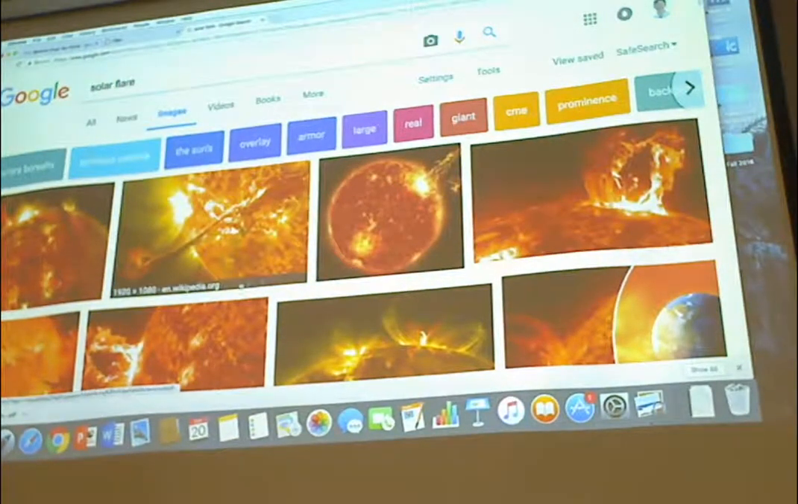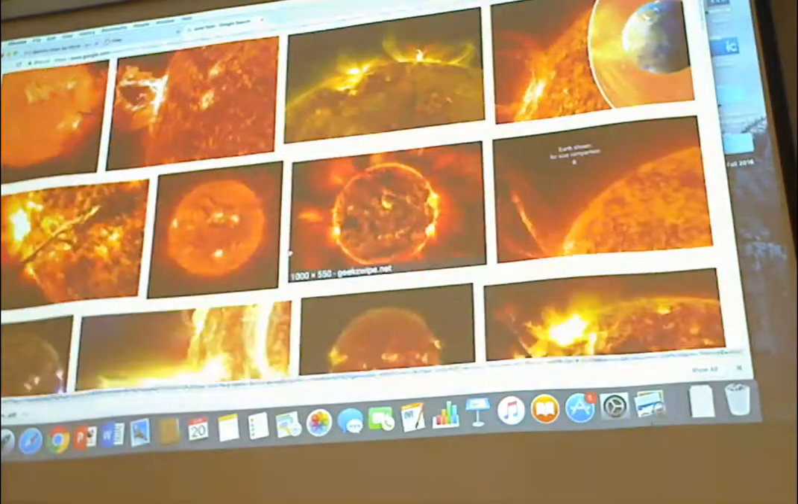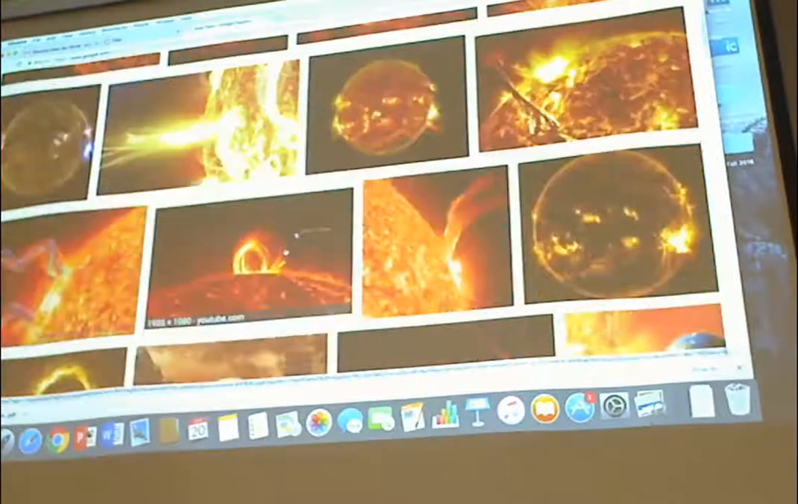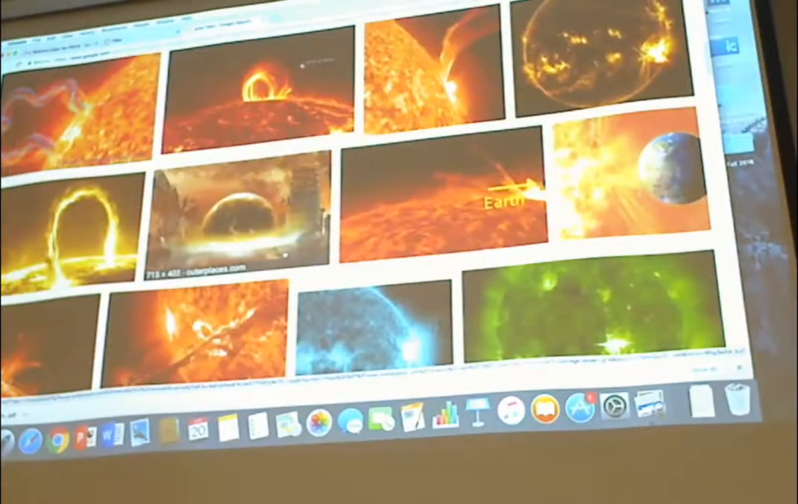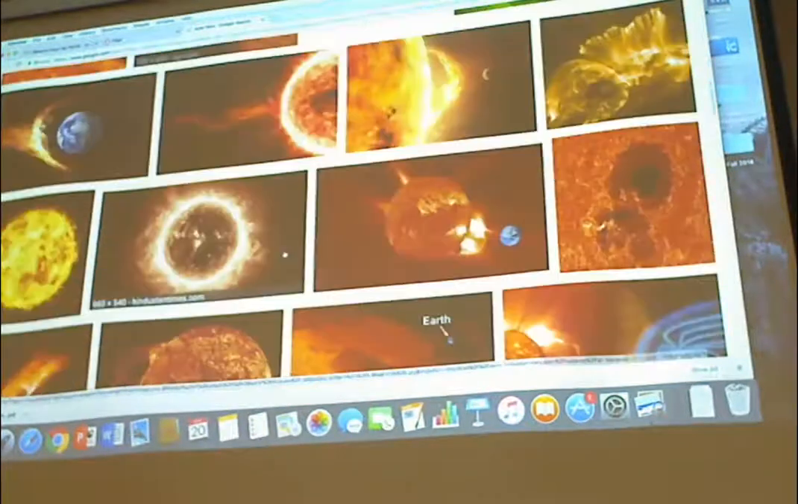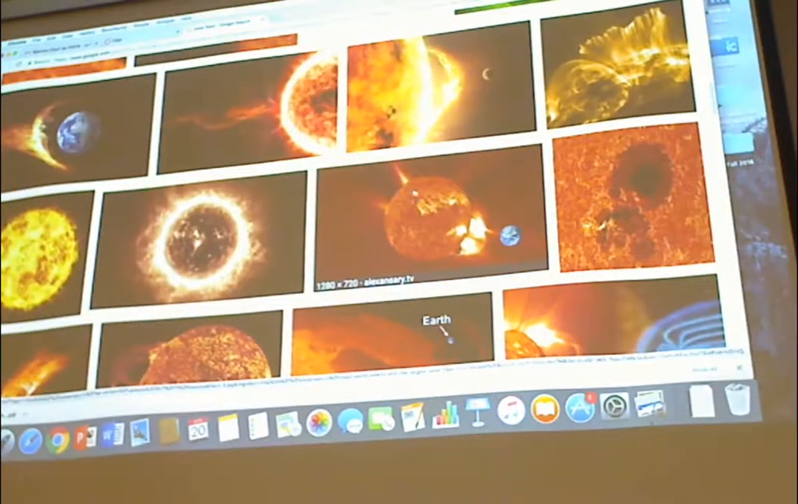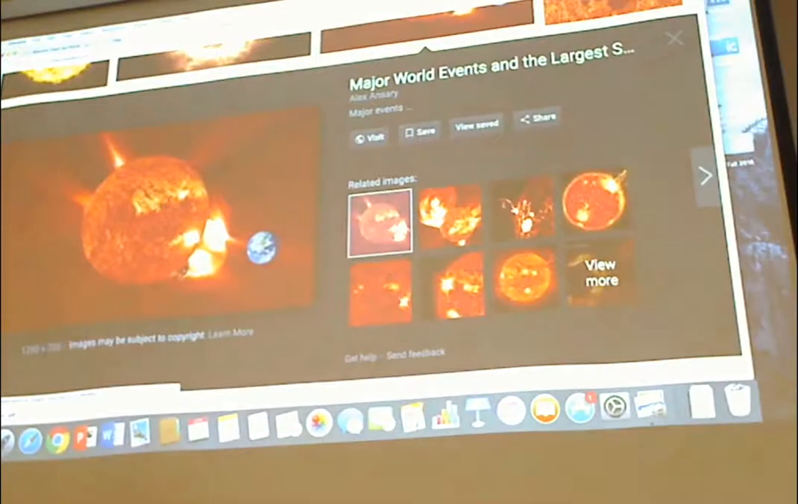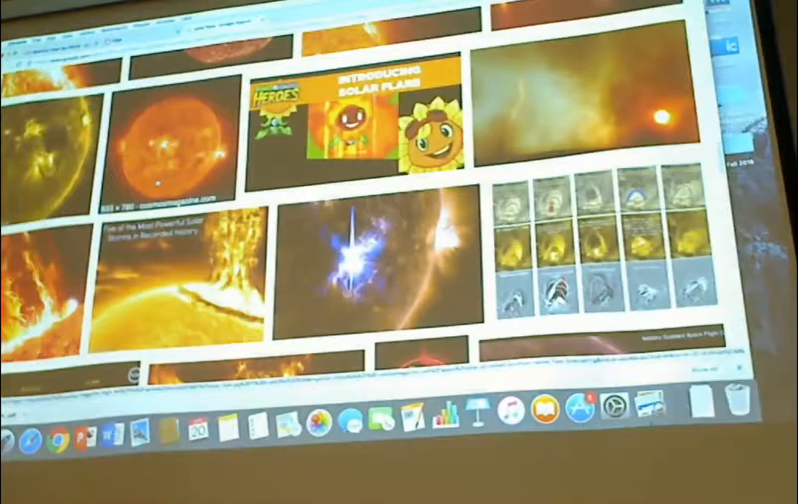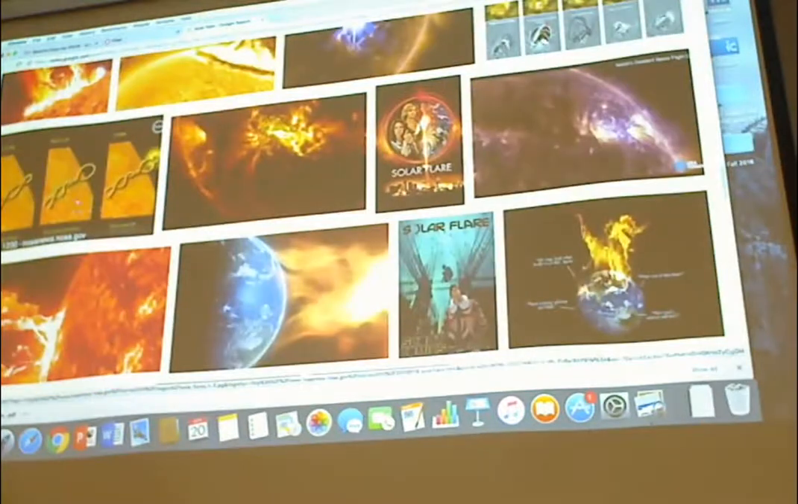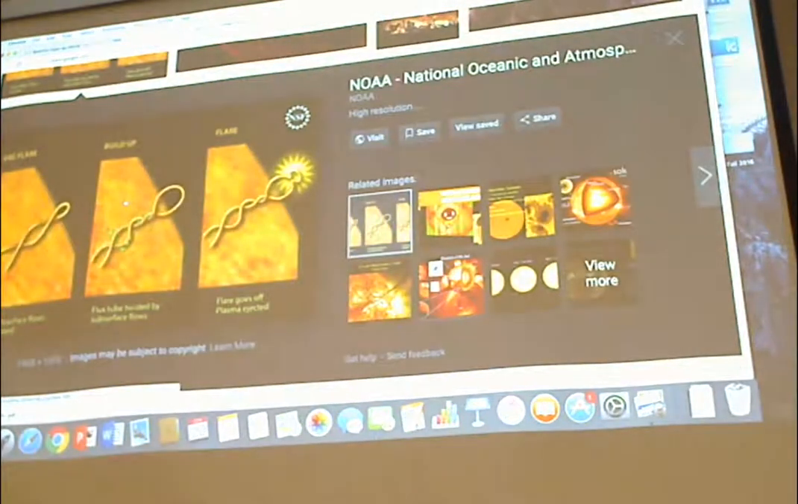That's not a flare, that's a prominence. This is a flare. These are flares. Wow, that could be a flare. Prominence. Let's see how long it went here. Oh, this is the picture. That's NASA. Cool. I like you, NASA.